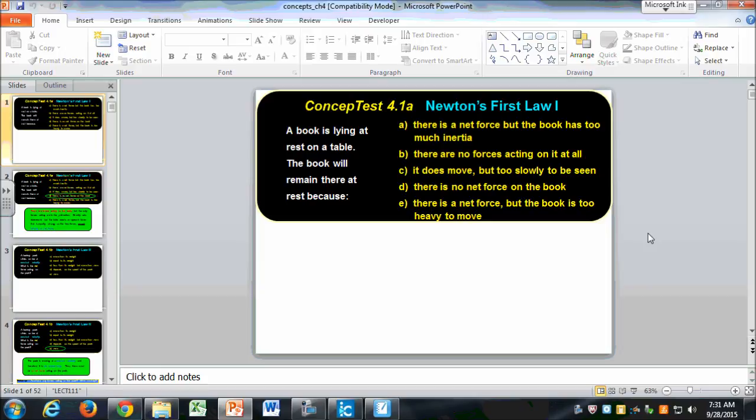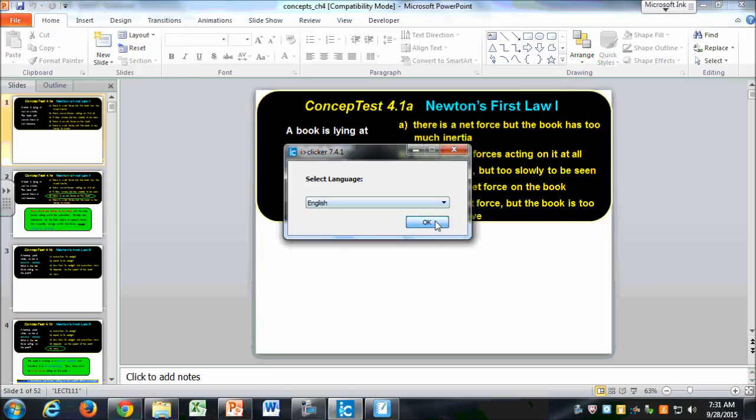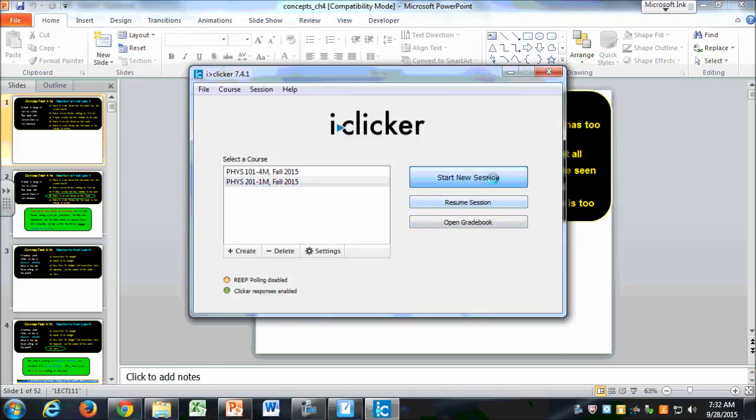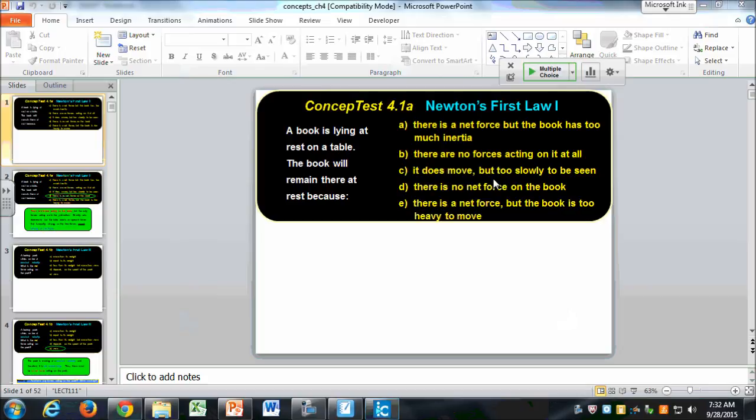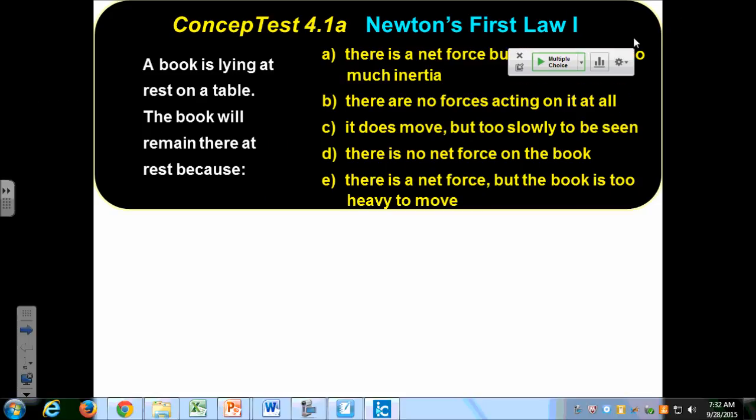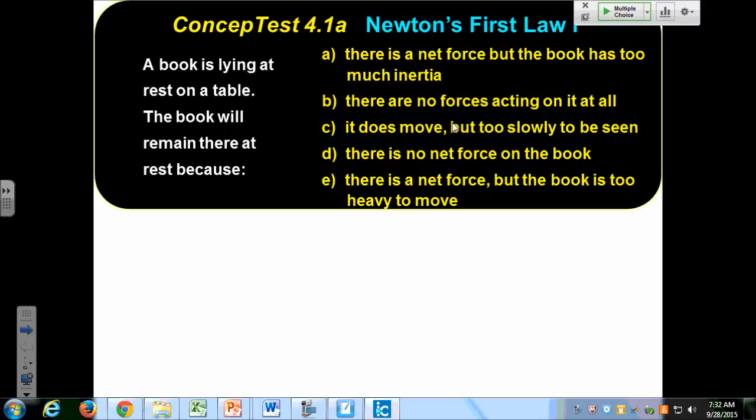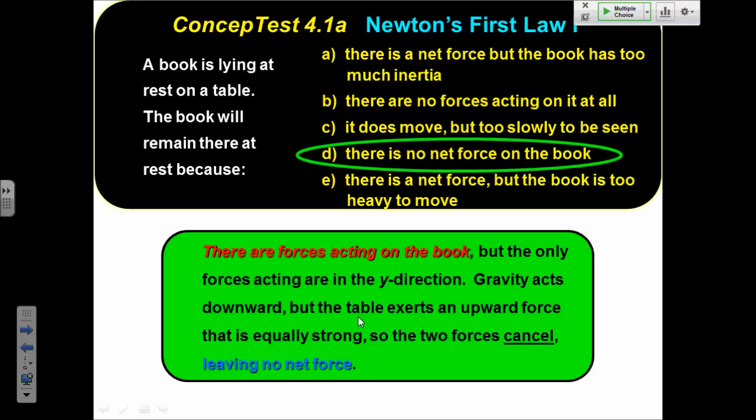All right. Let's start with these. Let's go in first. I'm going to skip some of these just for the sake of time. I want to have more time to work on problems. But a book is lying on a table because there's no net force. That just goes back to Newton's second law.